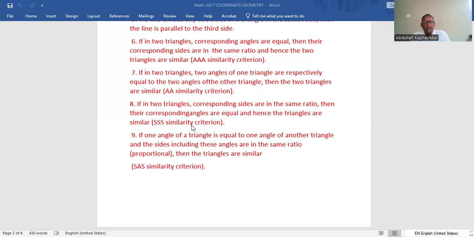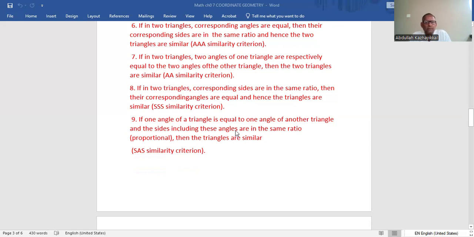SSS similarity. In two triangles, if corresponding sides are in the same ratio, then their corresponding angles are equal and hence the triangles are similar. What is that SSS criterion? In two triangles, if corresponding sides are proportionate, then the triangles are similar. Now, if one angle of a triangle is equal to one angle of another triangle and the sides including these angles are in the same ratio, then the triangles are similar. SAS similarity. What is that?